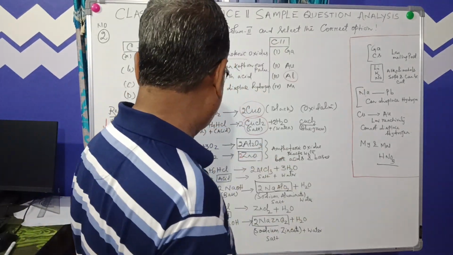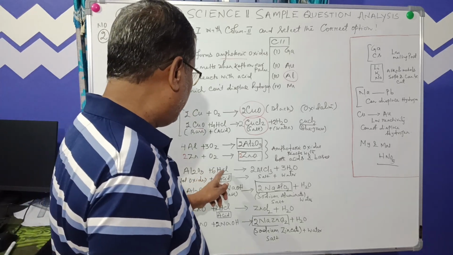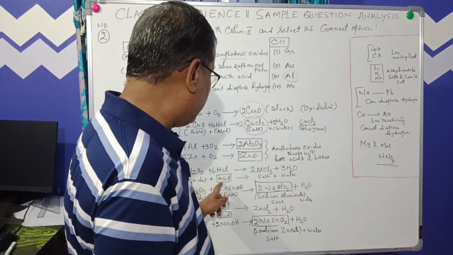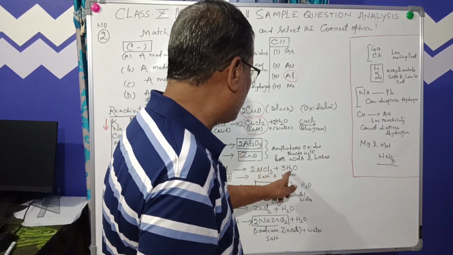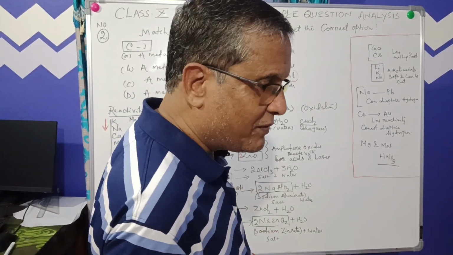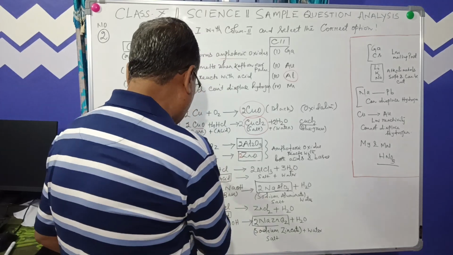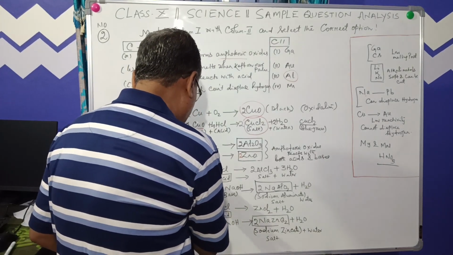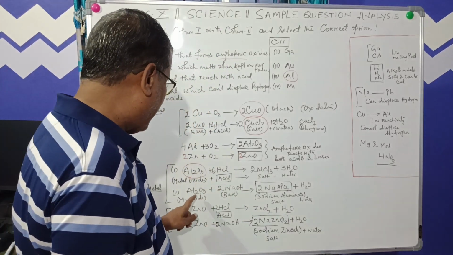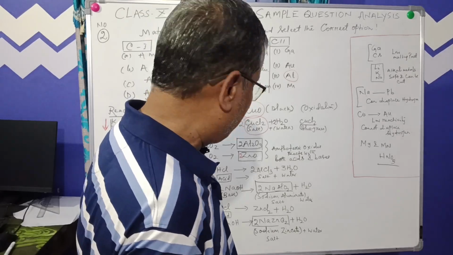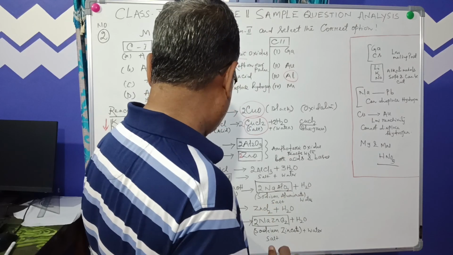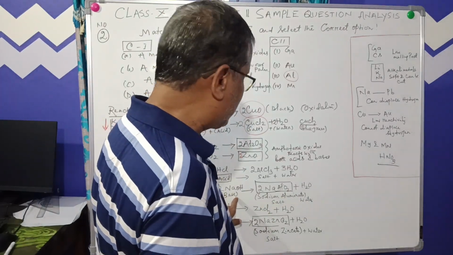Now aluminum oxide plus acid. A metal oxide means base, so base plus acid gives aluminum chloride plus water, salt plus water. That is also a neutralization reaction. So remember this. It is a base and it reacts with acid. And the same aluminum oxide also reacts with a base. So it reacts with both acid and base.